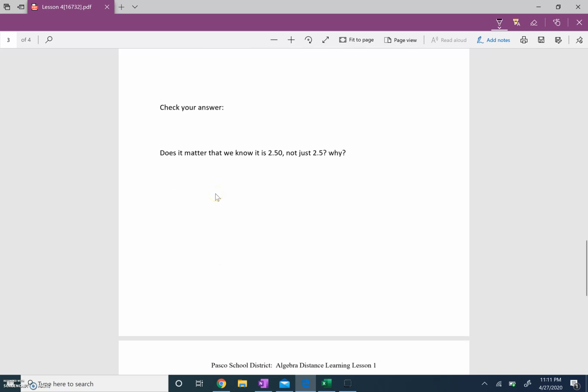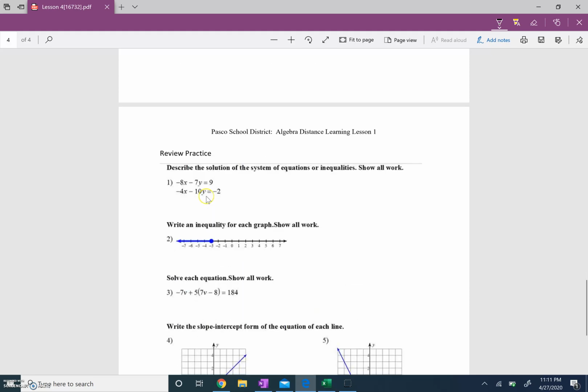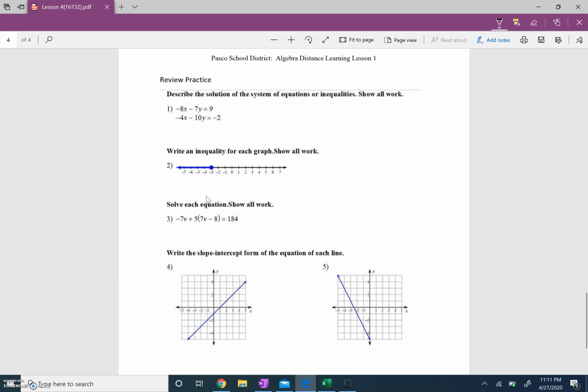By no means do you have to do all of them. Do what you can and what you're comfortable with, and then take a look at the review practice and try those. You should be able to do the review. It's just simple problems that we've done before school was let out. So give those a try.